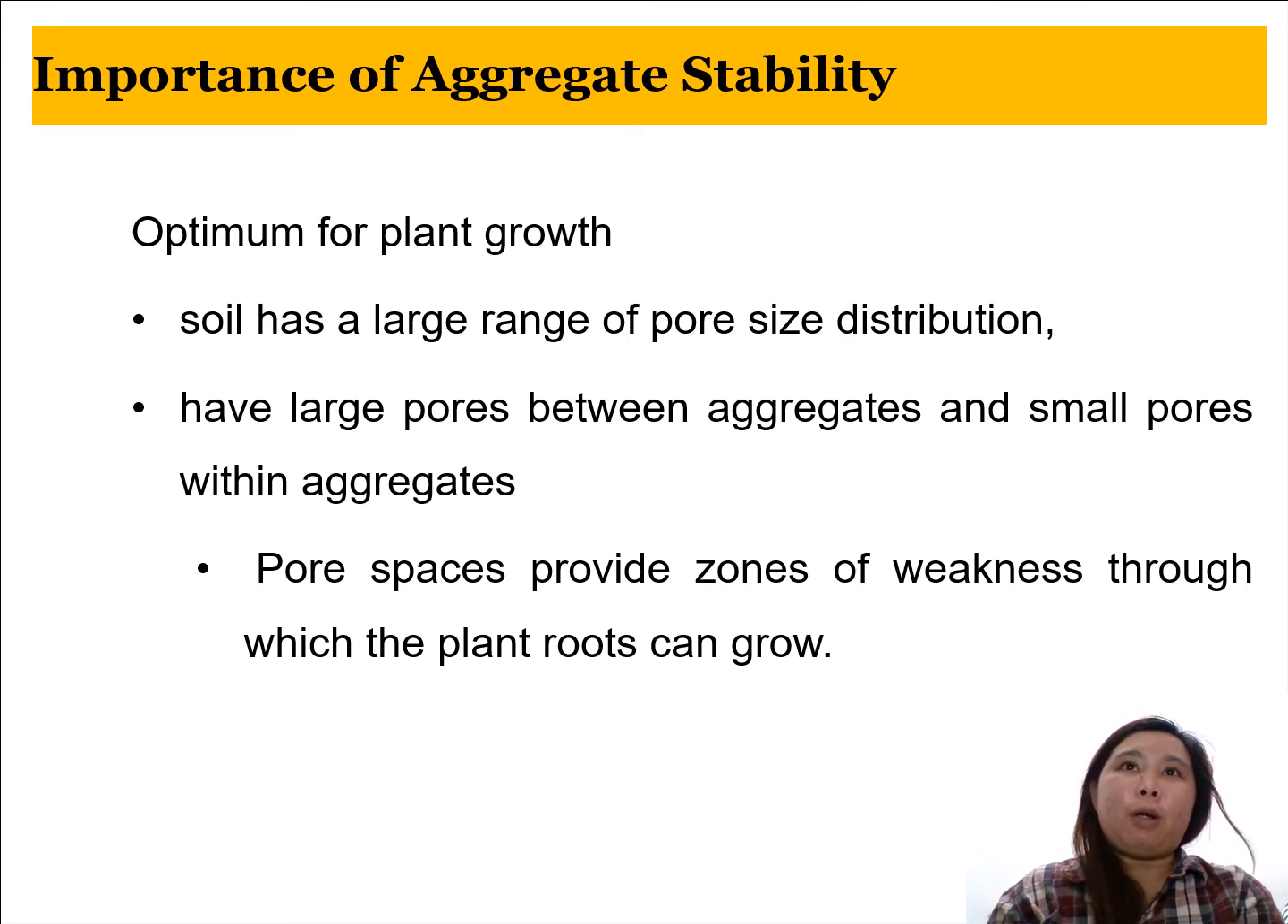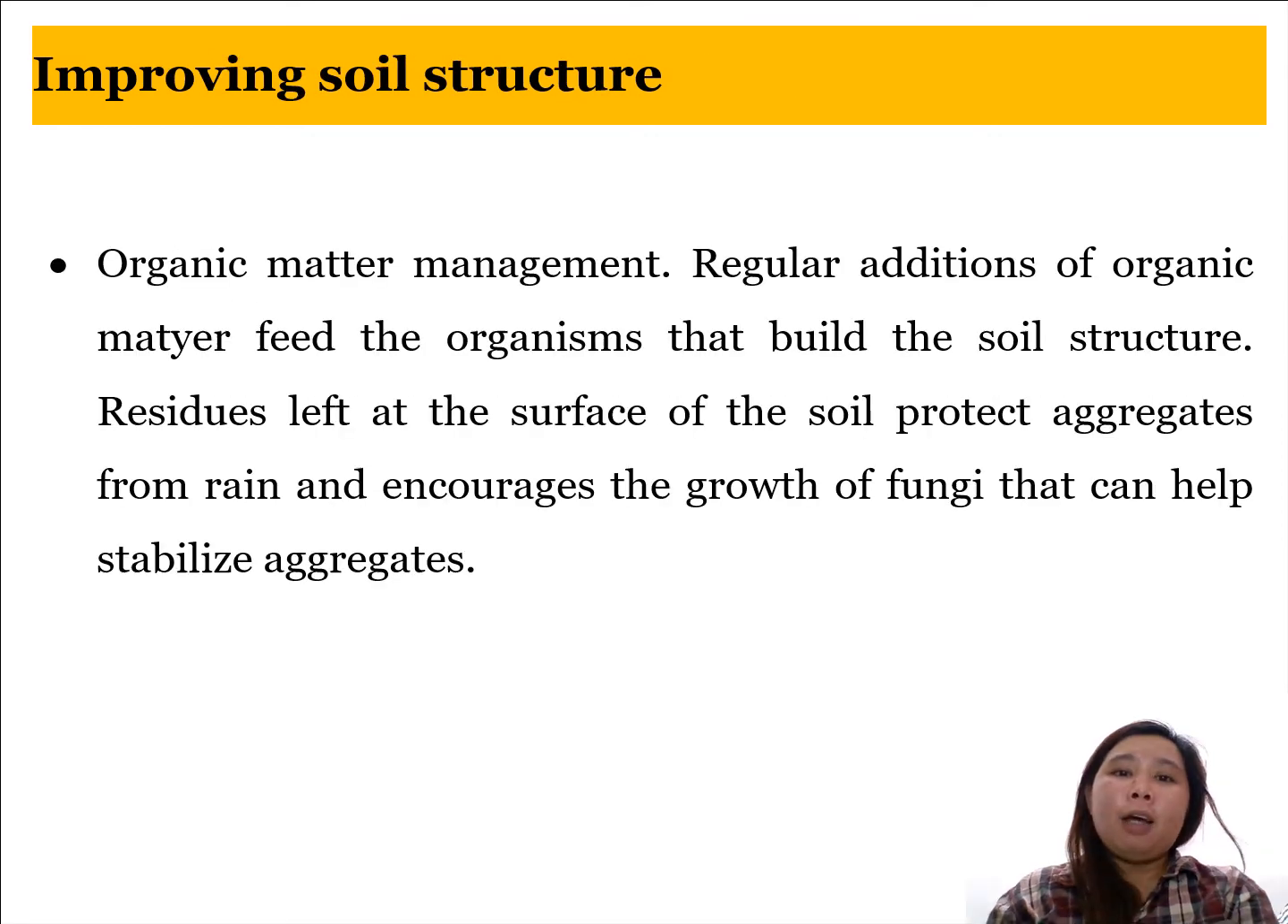So for plant growth, the optimum is that the soil has a large range of pore size distribution, which means that it should have large pores between aggregates and small pores within aggregates. Now, the pore spaces provide zones of weakness through which the plant roots can grow. Because if there are no pore spaces, there would be no place for the plant roots to grow or to extend.